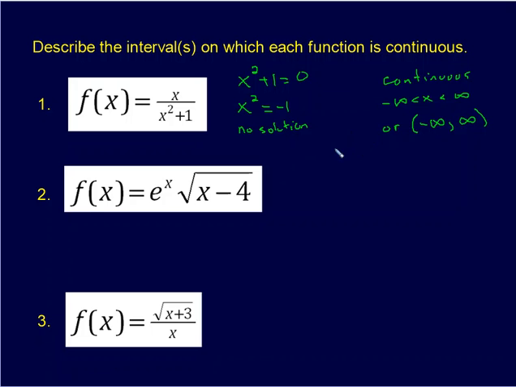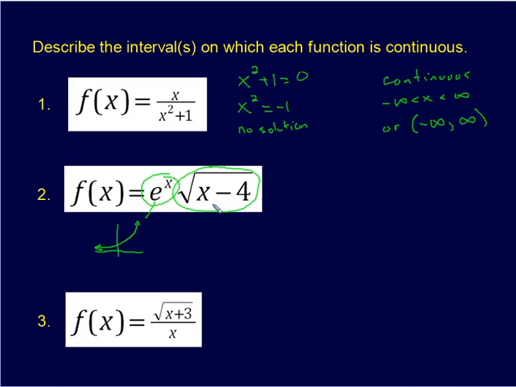I have one more we're going to check out, or actually two, so we'll look at this one also. I want to think of it in two parts, the expression e to the x, and then separately, the square root of x minus 4. Now, we might be familiar with just y equals e to the x. It is an exponential function. We remember the graph kind of does this. It is continuous everywhere. It doesn't have any holes, no vertical asymptotes, nothing like that.